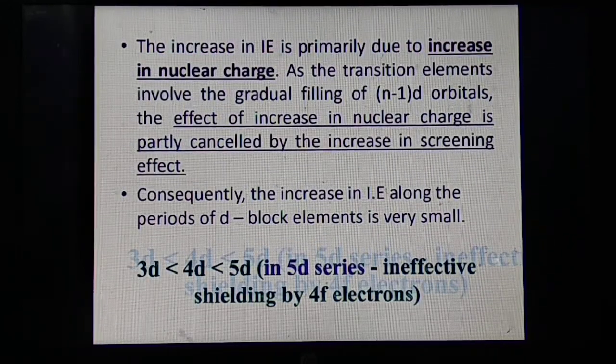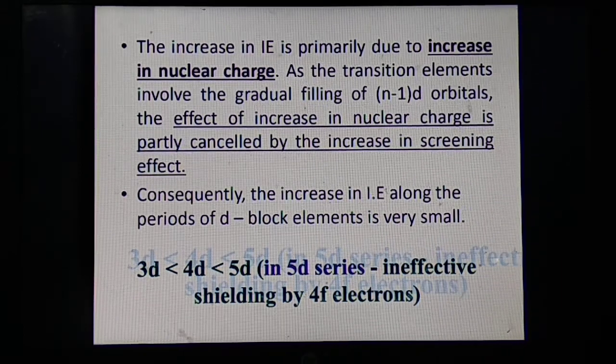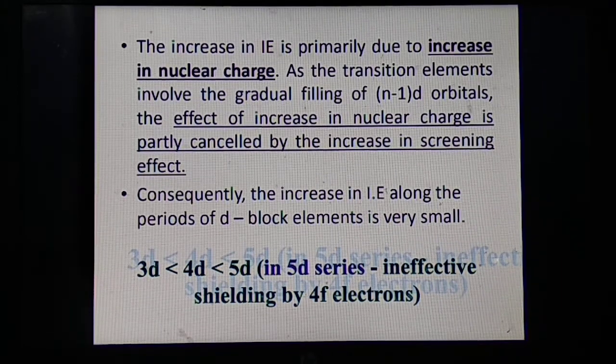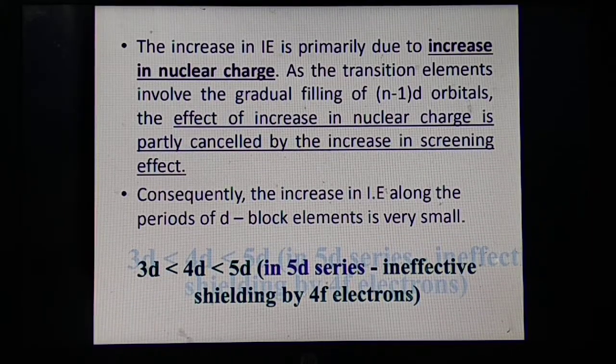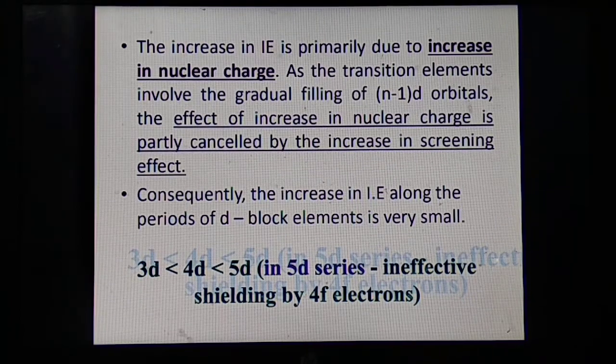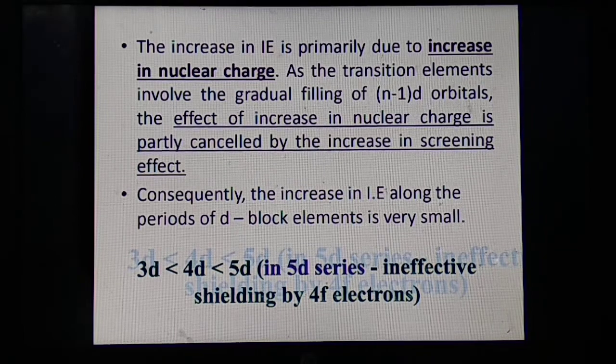The increase in ionization enthalpies is primarily due to the increase in nuclear charge. As the transition elements involve the gradual filling of n-1 d orbitals, the effect of the increase in nuclear charge is partly cancelled. How is it cancelled? By the increasing screening effect. Consequently, the increase in ionization enthalpy along the period of d block elements is very small. So this is a very important thing.